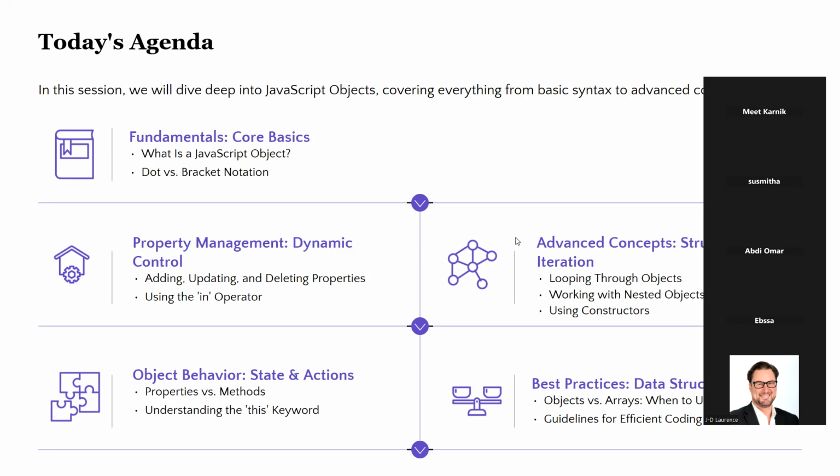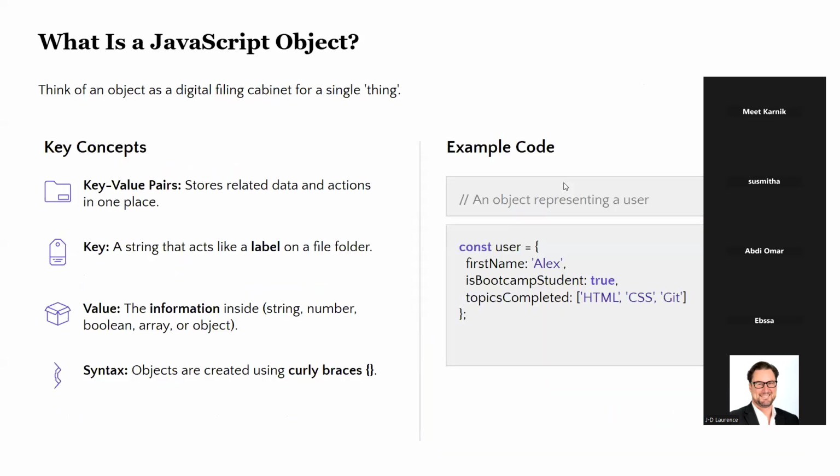After that, we'll quickly move into object behavior, including the difference between properties and methods, and how this works inside an object. We'll also try to cover some more advanced topics like looping through objects, working with nested objects, and using constructors to create multiple similar objects. And finally, we'll wrap up with some best practices, including when to use objects versus arrays, since in real applications you will often use them together or separately as well. So, let's get started with what an object is.